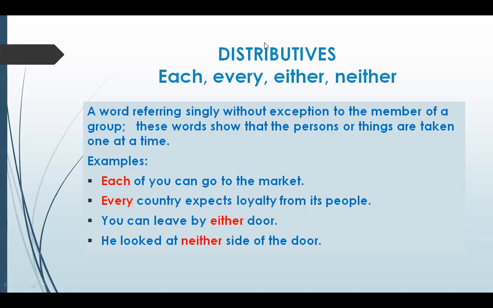That means one by one. I questioned each member and got the same answer. That means in a group, I questioned each and every one by one, separately, right? And every is used when we think of people or things as a group. So, I know every line of this poem by heart. That means I have learned the whole poem by heart and I know each and every line properly. I'm taking the whole poem as one here.